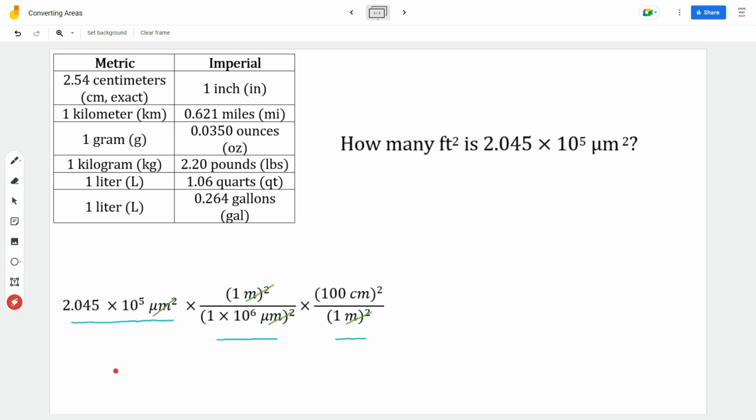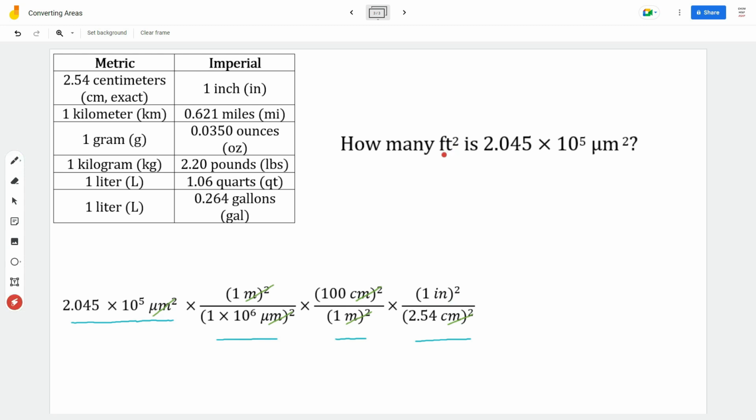Now I need to take my centimeters squared to inches. Again, I'm using this conversion factor right here. Here is my conversion factor. There are 2.54 centimeters in 1 inch, but now I need to deal with the squared portion. So square the denominator, square the numerator. Now my centimeters squared cancels, and I have converted into inches squared.